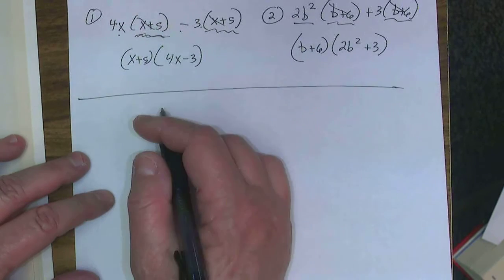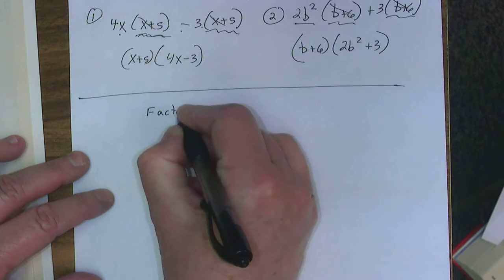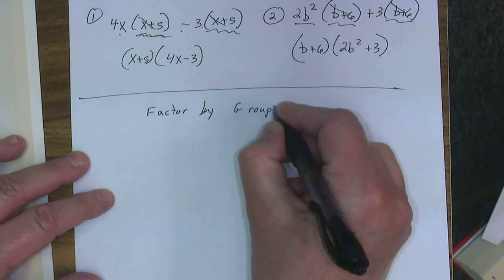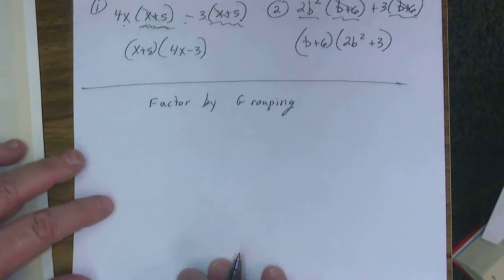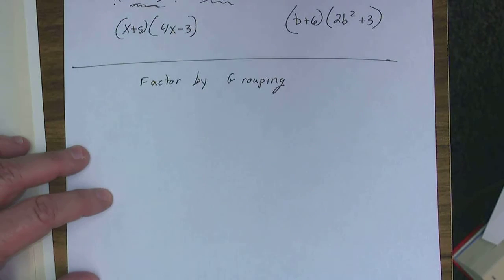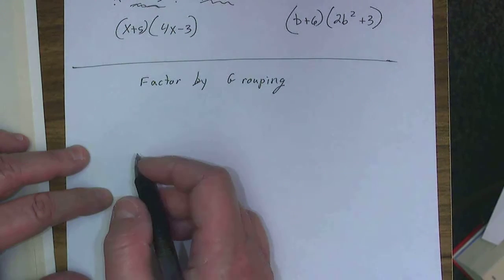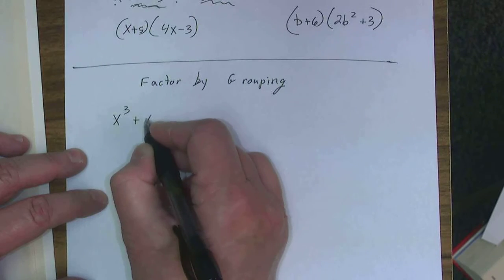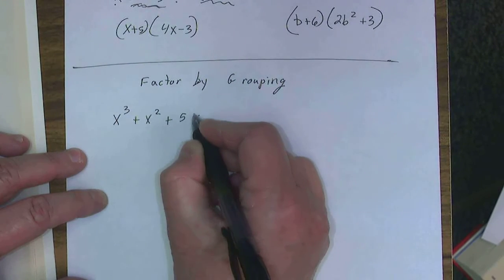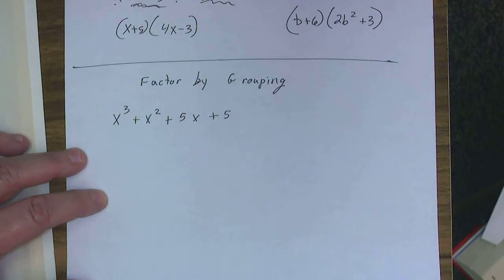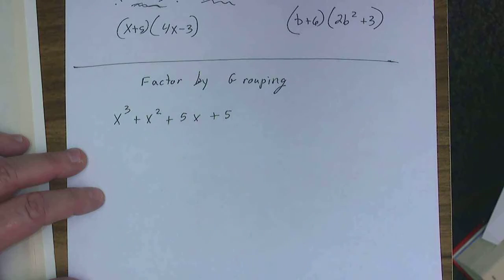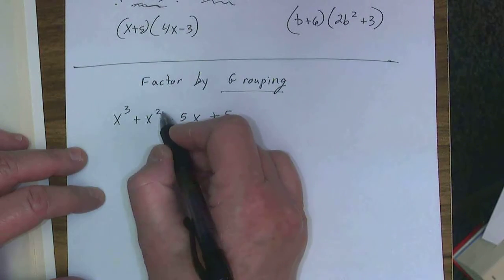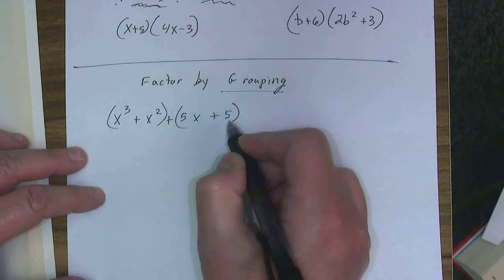The next type is called factor by grouping. This is also like we have just done when a was not equal to 1, and we broke that middle term down. Let's take x cubed plus x squared plus 5x plus 5. The hint that you need to factor by grouping is there's more than 3 terms, so we can pair them up, this and this.